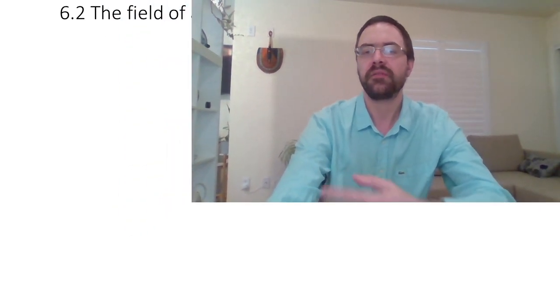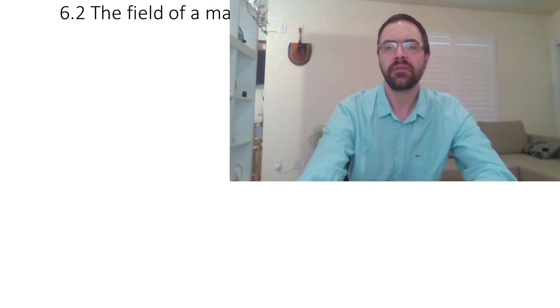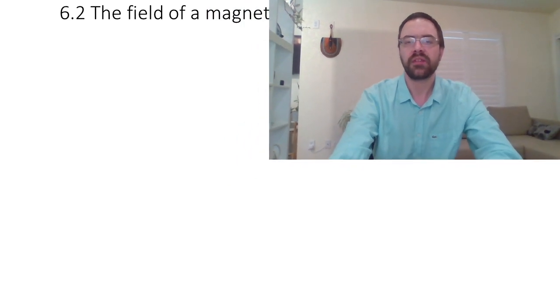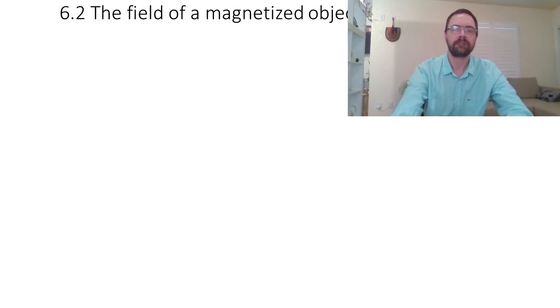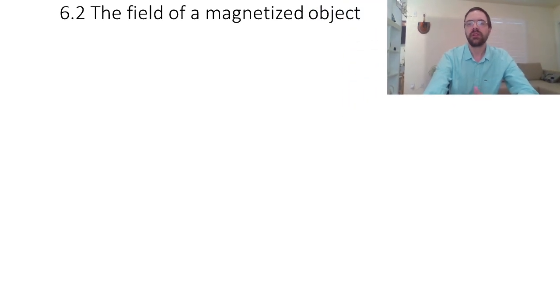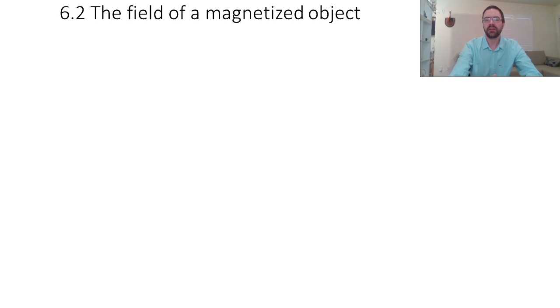In the last video, we learned that atoms can have a magnetic dipole moment, and materials can be viewed as a collection of atoms, so they can have a lot of small magnetic dipole moments. And we also introduced the magnetization, which is the magnetic moment per unit volume of the material. Now, in this video, we will discuss the field of a magnetized object. What is the magnetic field created by an object that has a magnetization?